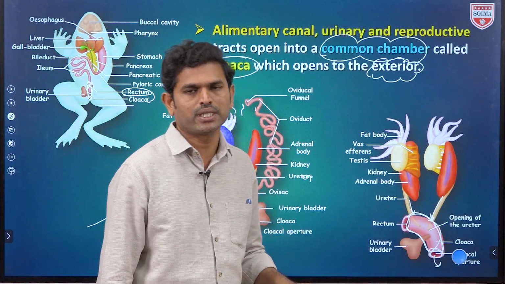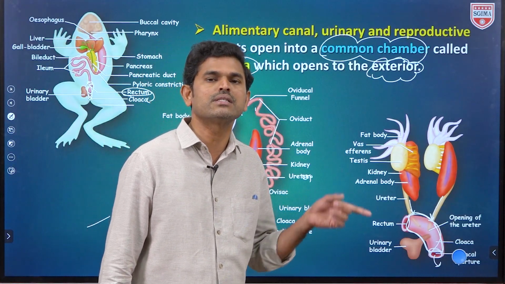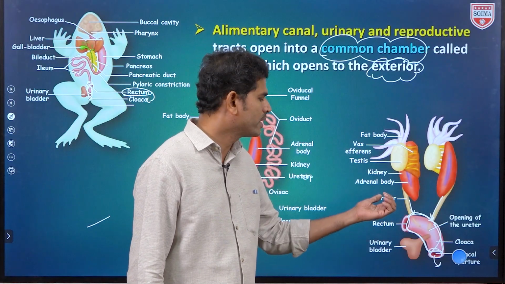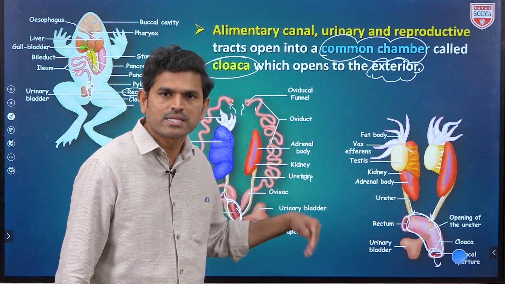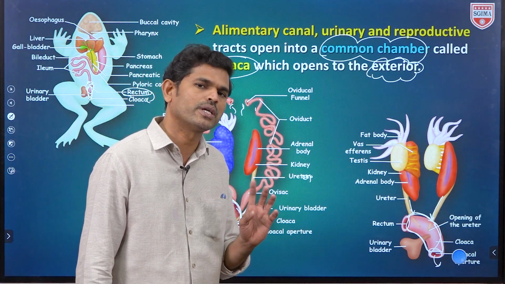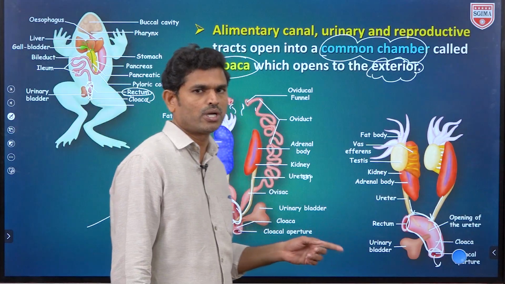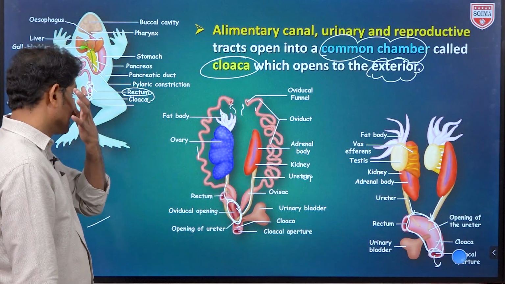But we have to remember that all are not released simultaneously. One by one: when urine is released, semen or gametes are not released. When gametes are released, the remaining are not released into the common chamber. That regulation is compulsory. Okay, so now next.